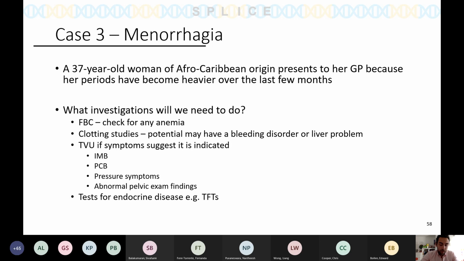But basically, the symptoms that would indicate a transvaginal ultrasound are intermenstrual bleeding, postcoital bleeding, pressure symptoms from the fibroids if they're large enough, and also if you can feel one on examination. In clinic, I remember in fifth year, a lady had a large fibroid, and you could definitely feel it when you're doing an abdominal examination. So just things to think about there.